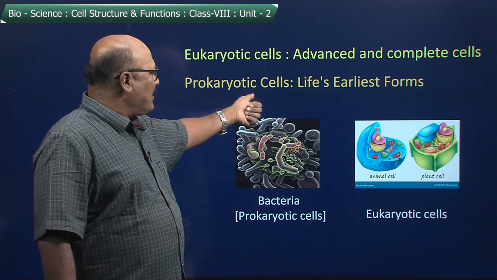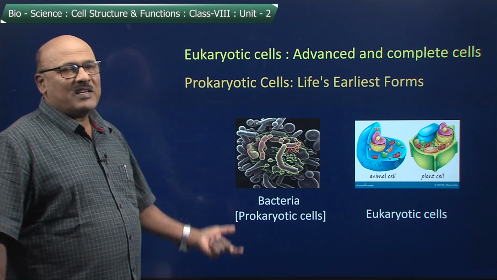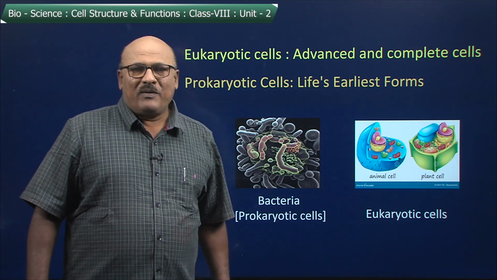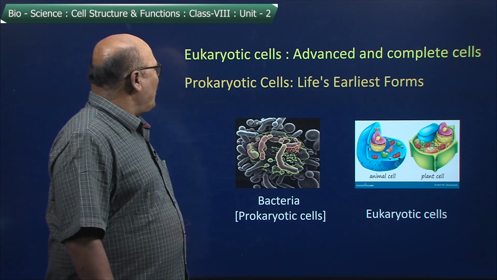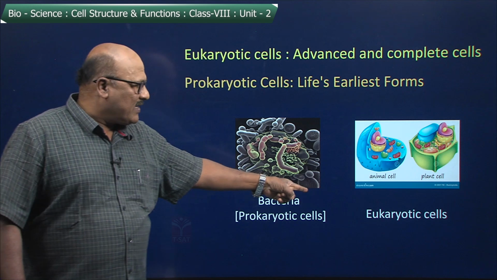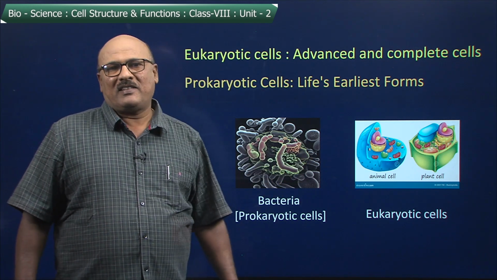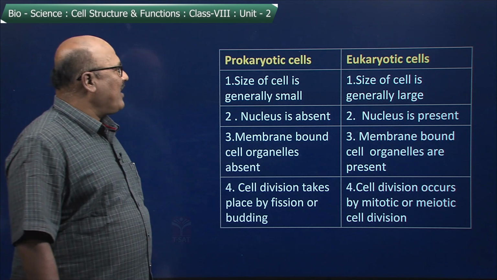What are prokaryotic cells? These are life's earliest forms. So, these prokaryotic cells we can observe only in primitive organisms. They are bacteria-like organisms. Eukaryotic cells are advanced and complete cells. They are present in animal cells and plant cells. Next, we go into detail about the prokaryotic and eukaryotic cells.